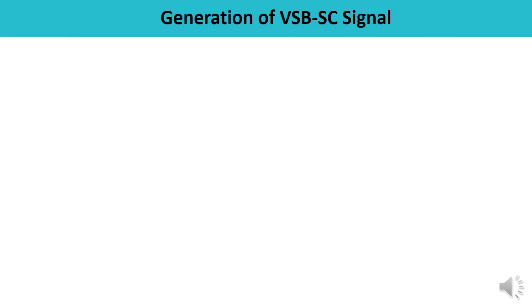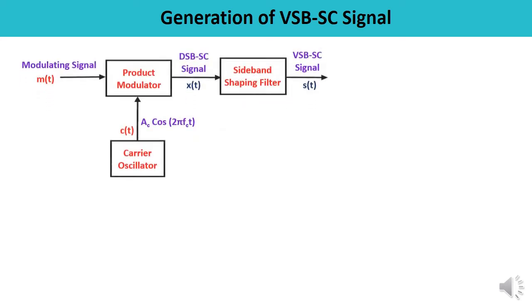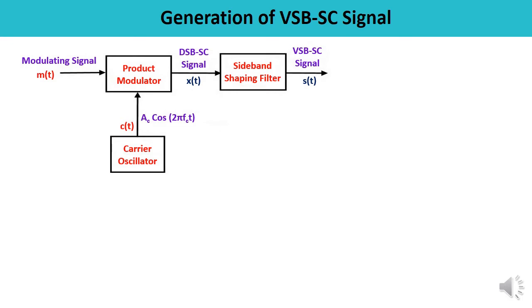Now let us understand how the VSB-SC signal is generated, how the modulation is done. First you need to draw the block diagram. Here you can see there is a product modulator. There are two inputs of the product modulator. One is the modulating signal, which is the input message signal or baseband signal, denoted by m(t). There is a carrier oscillator generating a signal c(t), shown by number 2. This is written as Ac cos 2 pi fc t.